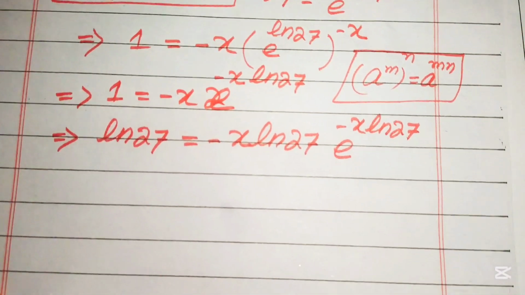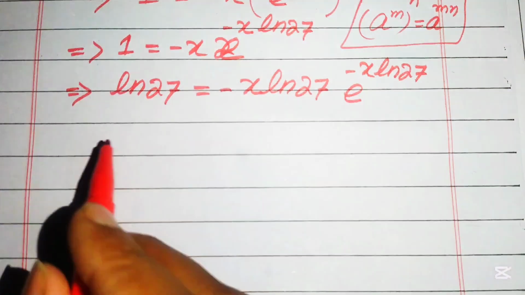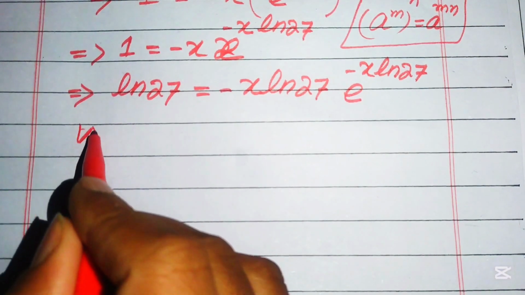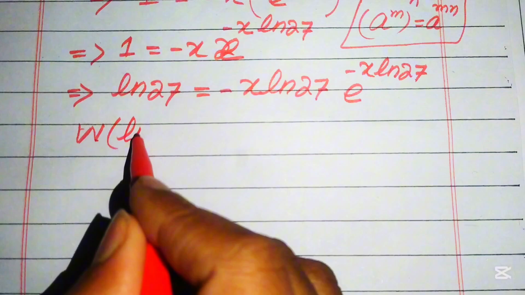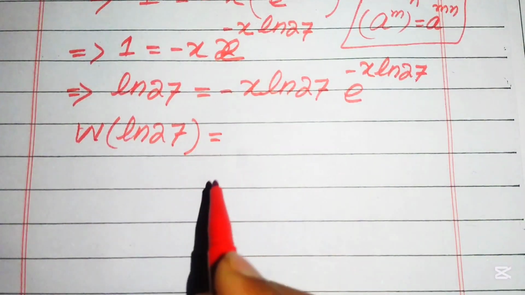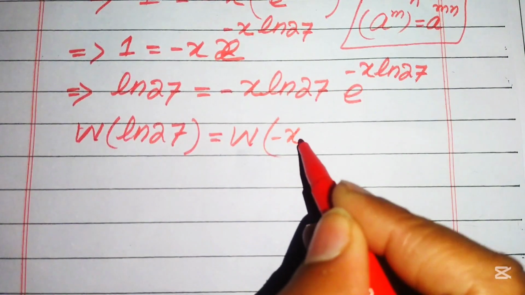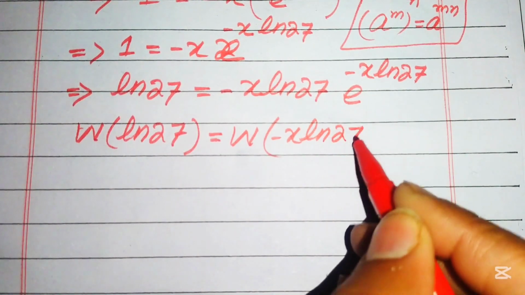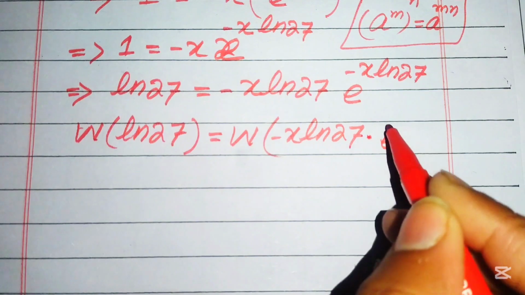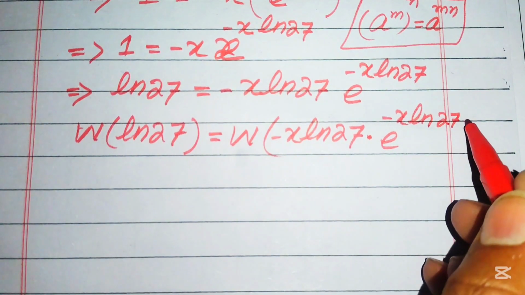Now on the right hand side, we are ready to apply the Lambert W function. So we need to apply this W function on both sides, and it will be written as W of log of 27 is equal to W of minus x log 27 into e to the power of minus x log of 27.